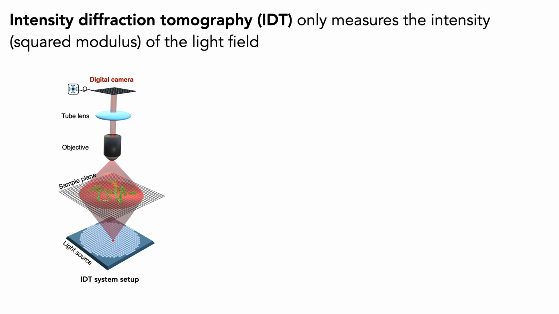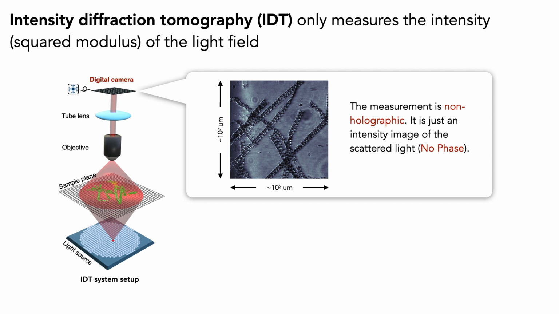Compared with the traditional ODT technique, IDT only measures the intensity of the scattered light, meaning that the phase information is lost during acquisition. On the one hand, this significantly reduces the cost and complexity of equipment by removing the interferometric devices. On the other hand, due to loss of phase, the reconstruction of IDT becomes much harder than ODT because it's nonlinear and cannot be characterized by the classic linear Fourier diffraction theorem.